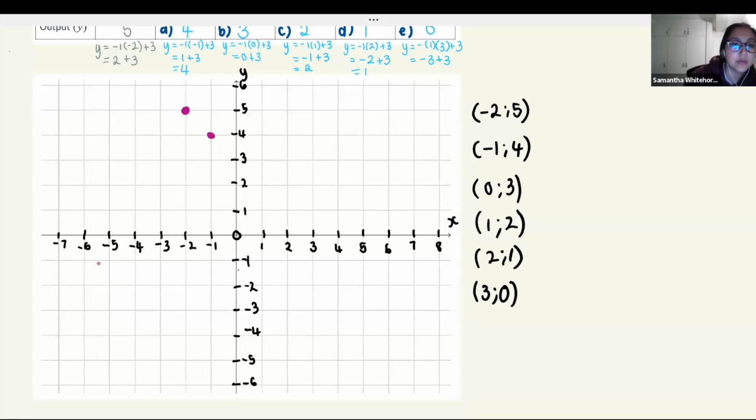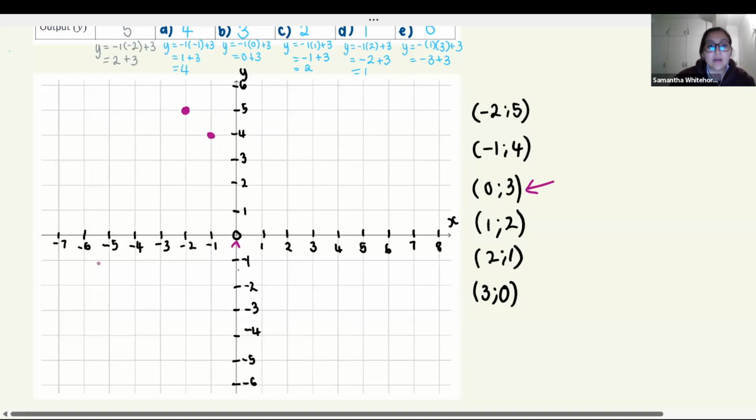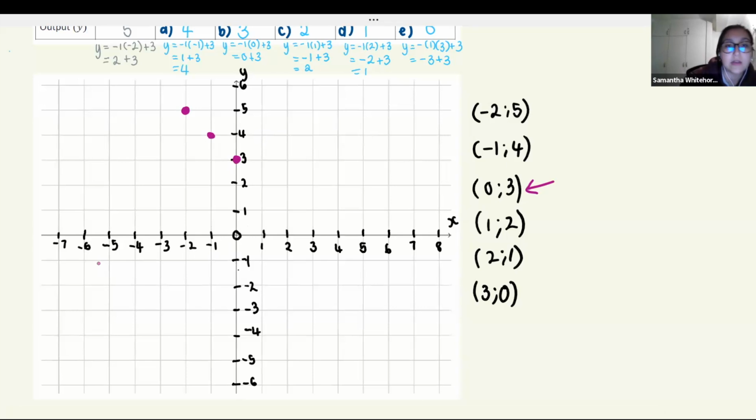Now, guys, this third one is again quite similar to the first example that we did. We've got 0, 3. So 0 is here on the y-axis. So I'm on the y-axis, and now I go up to +3, and I plot my point on that y-axis. The next one, a little bit easier, 1, 2, then 2, 1.